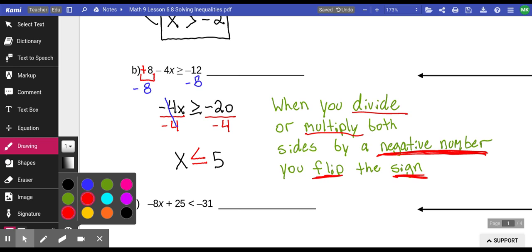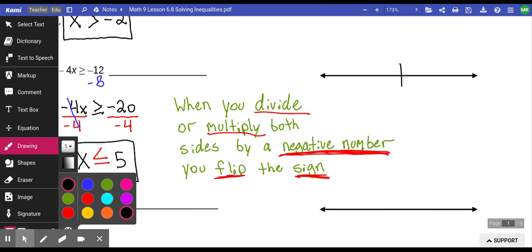That's the only thing that's different about solving inequalities versus solving equations, that you need to reverse the sign from time to time, only when multiplying or dividing by negatives. If we wanted to graph this final answer, we would draw a 5. We are allowed to equal 5, so we do a closed circle, and we want to be less than 5. So there we go.